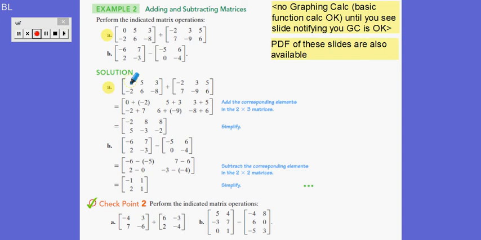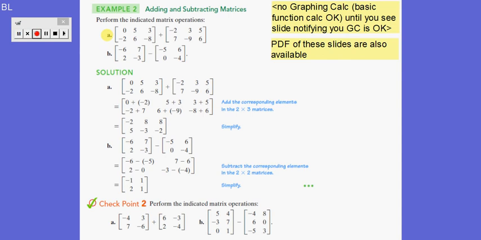If we want to add these, you do 0 plus the -2, and you get -2. If you want to get the top middle term, you do 5 plus the 3, and you get the 8, and so on and so forth. Same idea with subtraction. So pretty straightforward stuff when it comes to adding and subtracting matrices. You can get some practice with these problems right here.